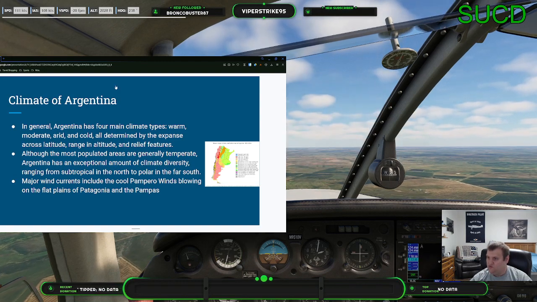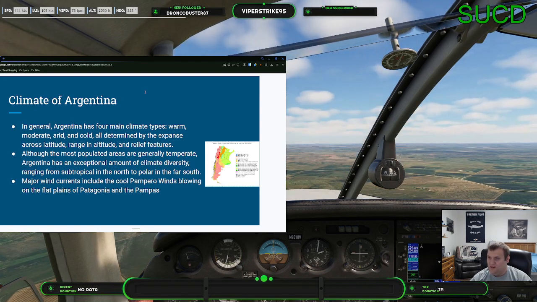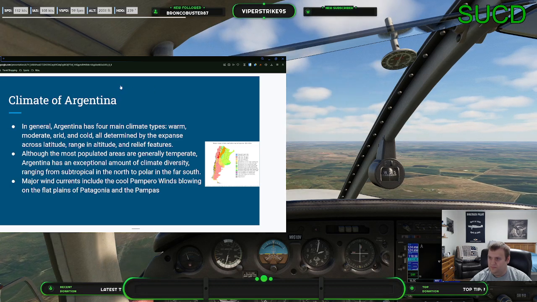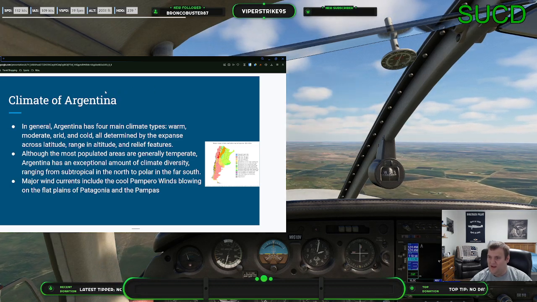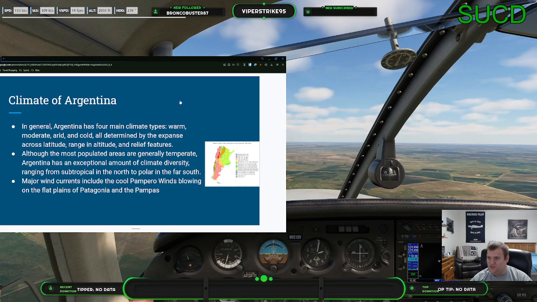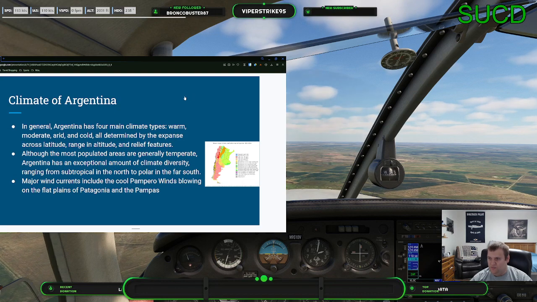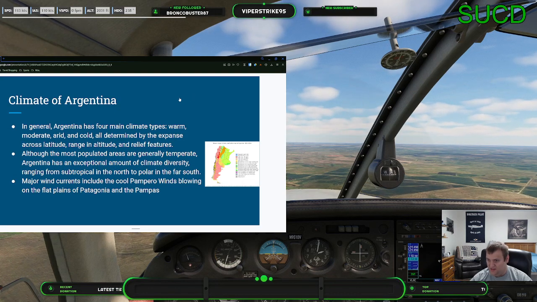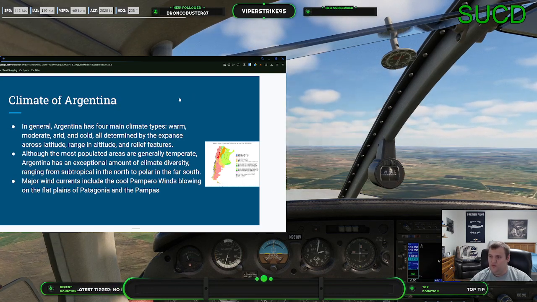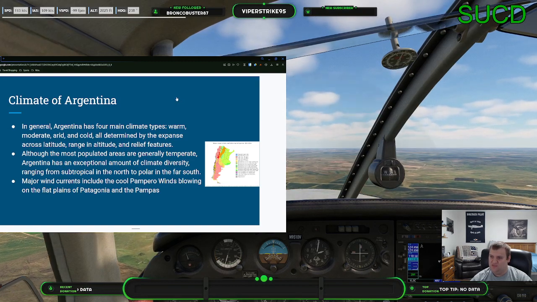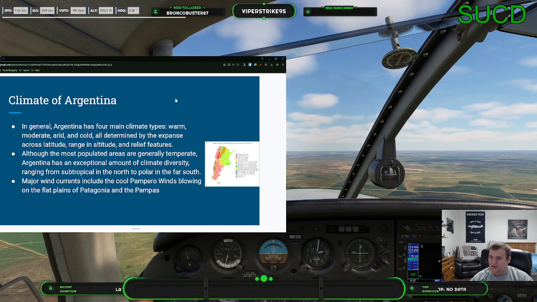The warm, humid subtropical climate, arid and cold, and they're all determined by latitude, range, altitude, and relief features. Although the most popular areas are generally temperate, Argentina has an exceptional amount of diversity. It ranges from subtropical in the north to polar in the far south, so there are lots of biomes, and that's what led to some really unique scenery.